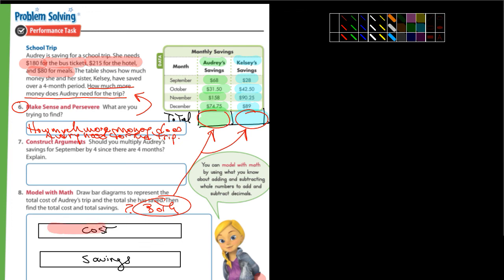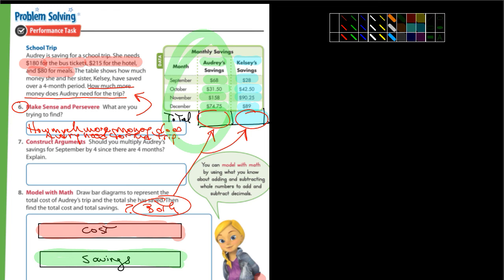You'll break this down into the costs, which they gave us right here. 180 for the bus ticket, 125 for the hotel, and 80 for the meals. You're going to divide that bar up. And then another bar for her savings. And that's going to be divided up into 4 months. Right there, they give it to us, 4 months. All right.